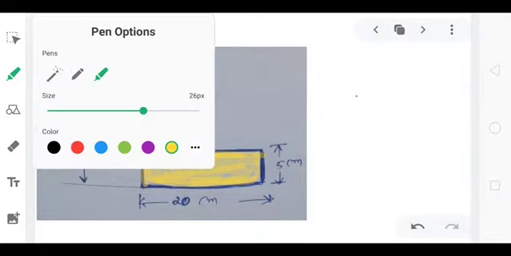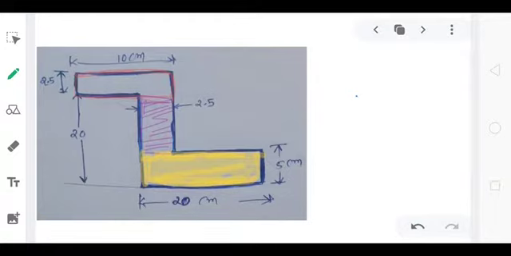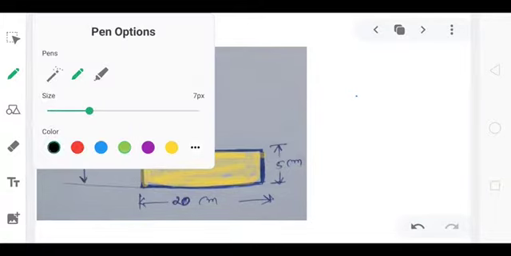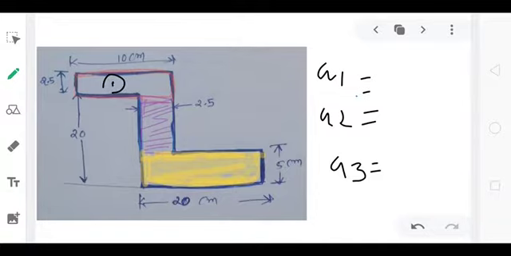Now my second step is to find out the area of all three sections. So what I have to find out is the area A1, A2 and A3. Now I'll call it the rectangle 1, this will be my rectangle 2 and this will be my rectangle 3.